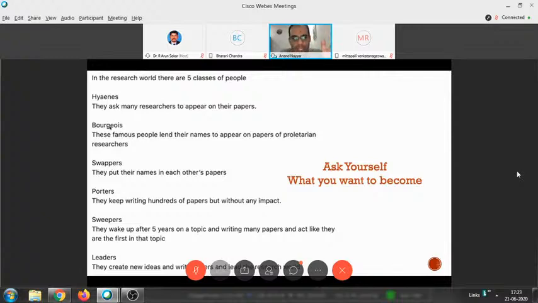So let me tell you, these are the most important 5 classes of people, but I'm not considering the 6th class. Okay. So the first class, these are called the hyenas. They ask many researchers to appear on their papers. The second category is Borgias. These famous people lend their names. So there are many famous people who lend their names to appear on papers for profiteering researchers.